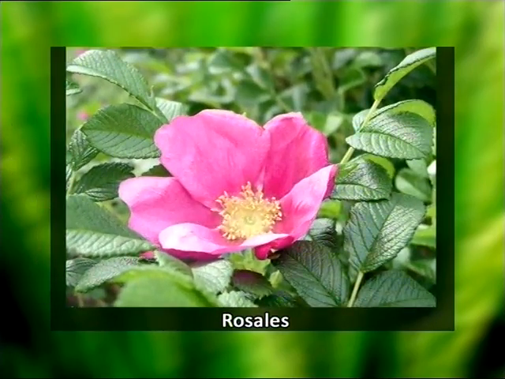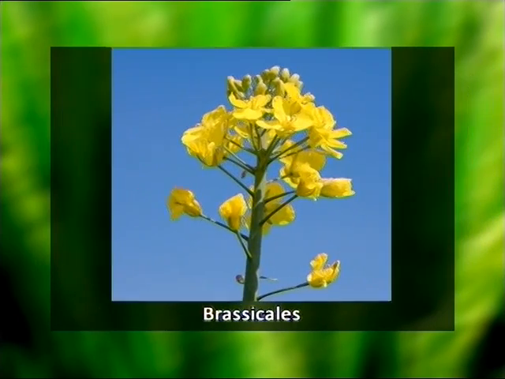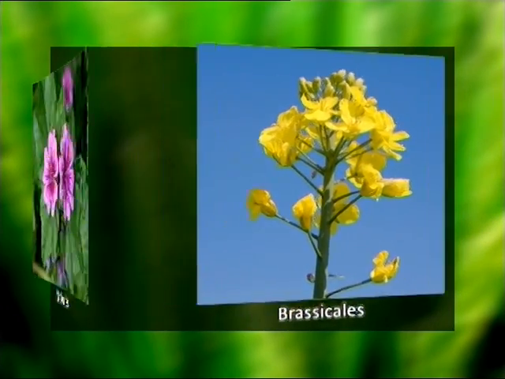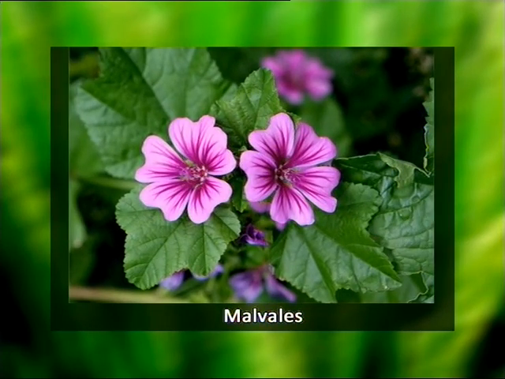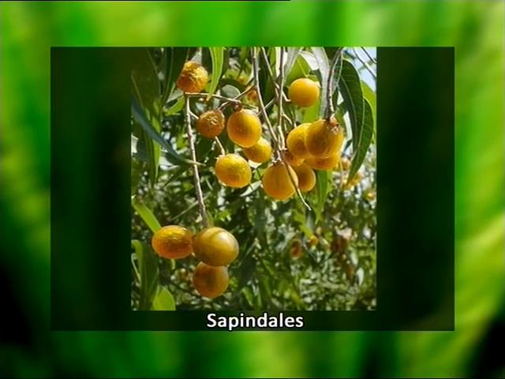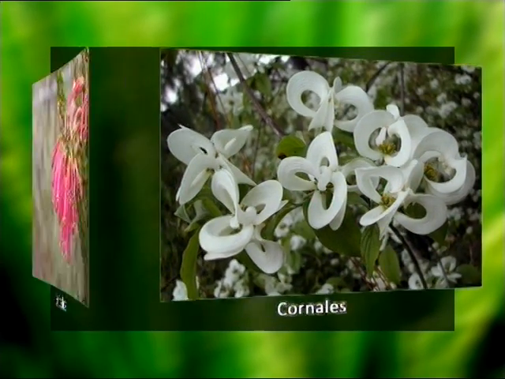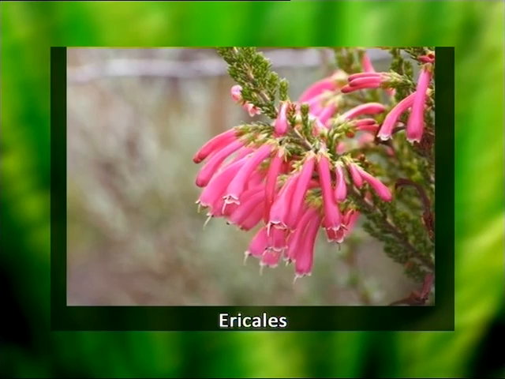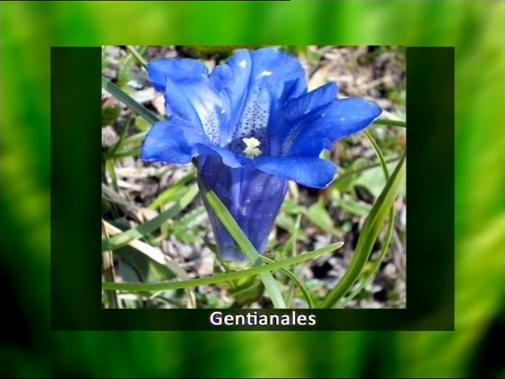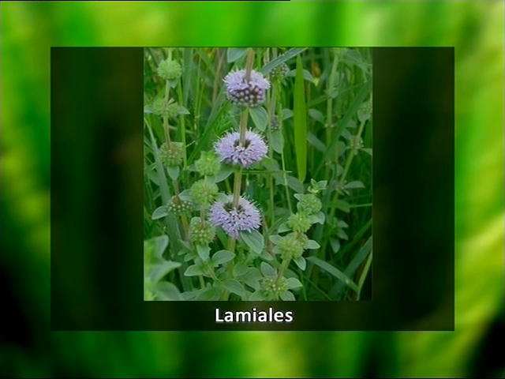In addition to these orders, we have a few more orders in the eudicots like rosales, brassicales, malvales, sapindales, cornales, ericales, gentianales, lamiales. Lamiales is the common order wherein we have the mint plant. The various aromatic plants belong to the lamiales.